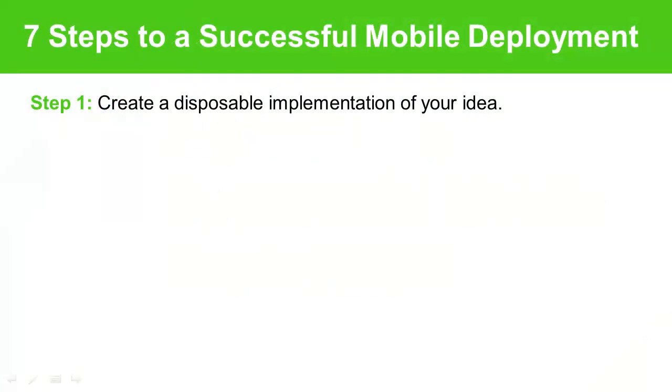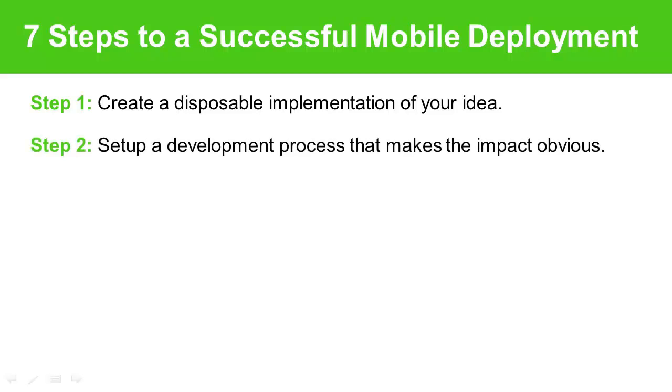Step 1, create a disposable implementation of your idea. By using wireframes, mockups, and prototypes, we can quickly iterate through our ideas. What we're doing at this stage is scouting for the right thing to build and testing our assumptions along the way. And by keeping our implementations disposable, we're avoiding overcommitting to a bad path.